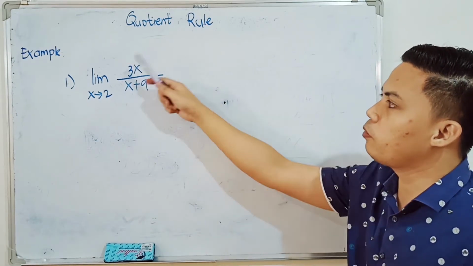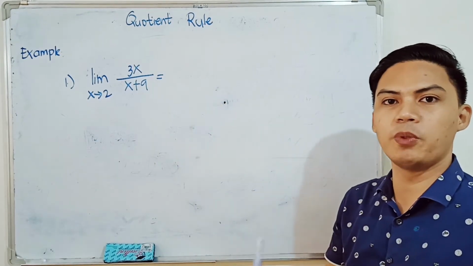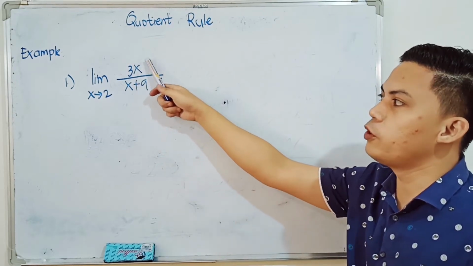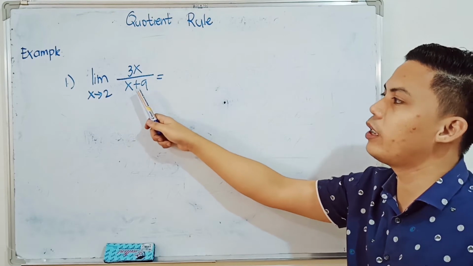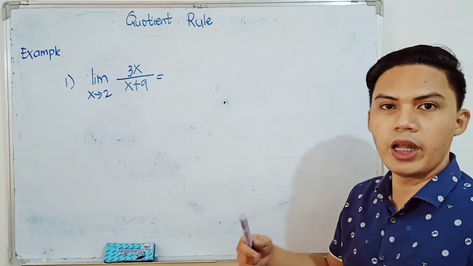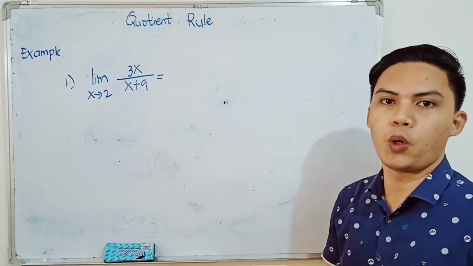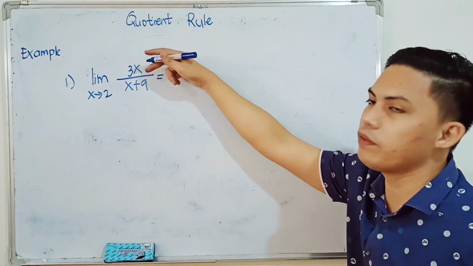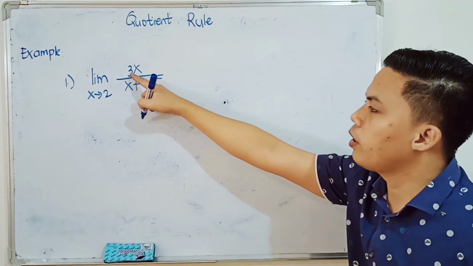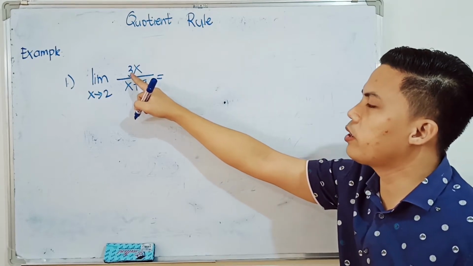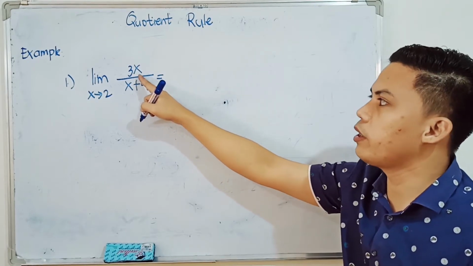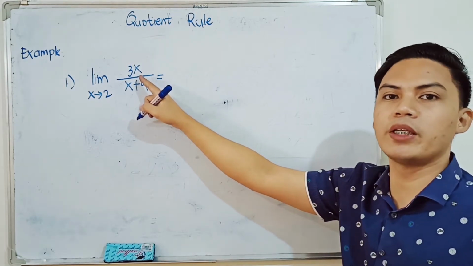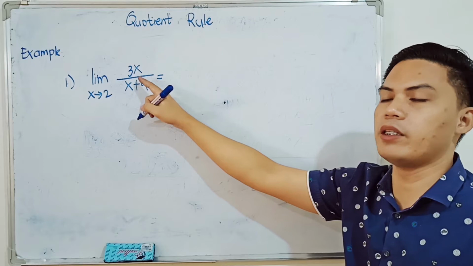Okay, so para masolve ito, same lang ginawa natin sa other operations, all we need to do is to get the limit of the numerator, then also get the limit of the denominator, and after which we're going to get their quotient. So, dun muna tayo sa numerator. Sa numerator, we have 3x. Since 3 and x is a product of a constant and a function, we're going to apply yung theorem natin about the product of a constant and a function.